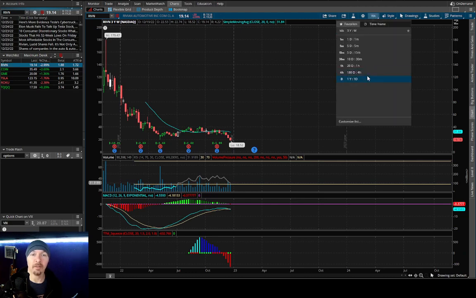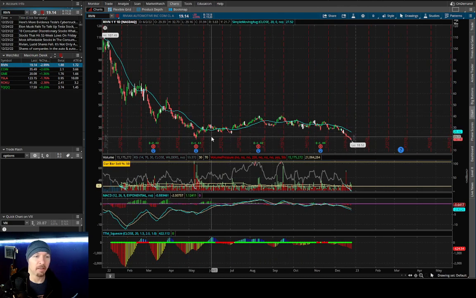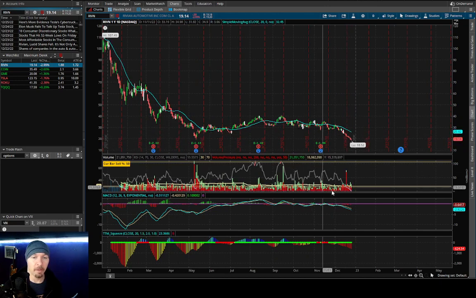These are not on the weekly, these are on the daily. So let's take a quick look at these guys. Rivian coming and making new lows. They could be in trouble here. They're extremely oversold, so they may be due for a bounce.